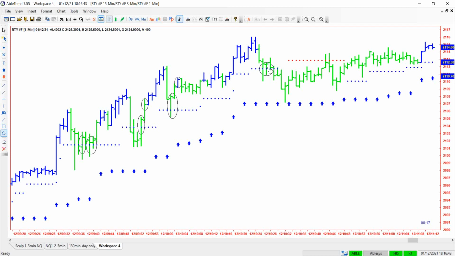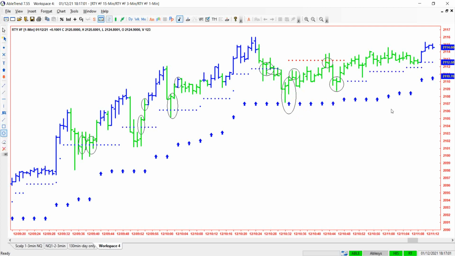Hits the blue dot, closes under it, put your stop loss 1 point under the blue dot. We lost 2 points on that trade. Hits the blue dot, hits the blue arrow, I should say, right between the arrow, and a minute later, we got our 1 point. Hits the red dot, closes under it. 2 minutes later, another $50.